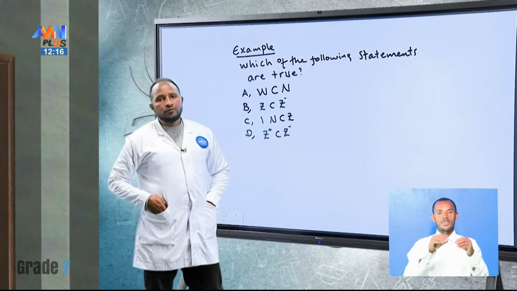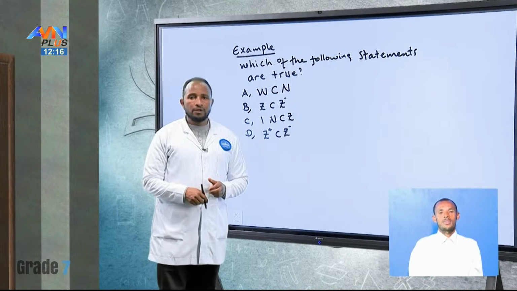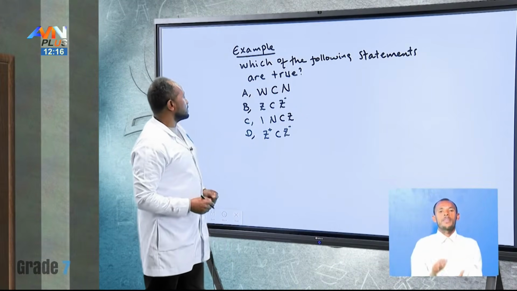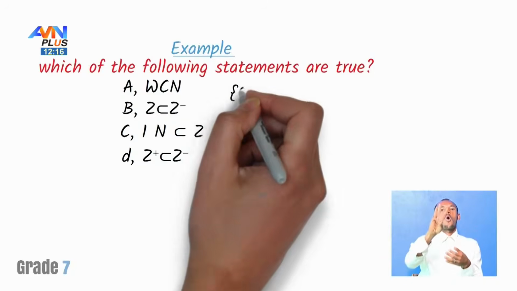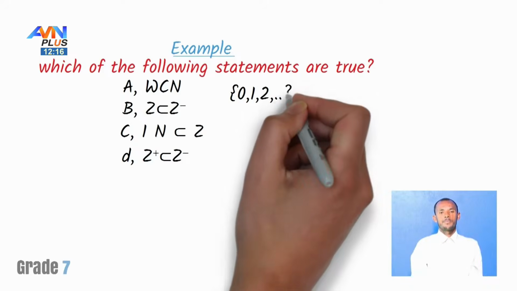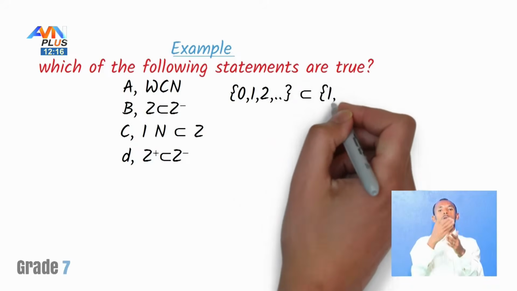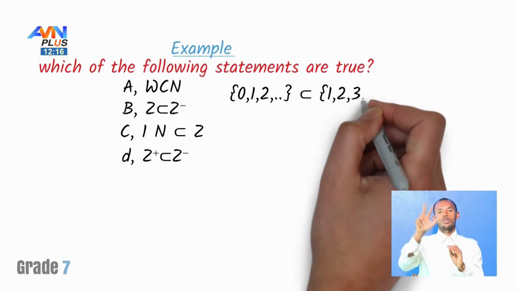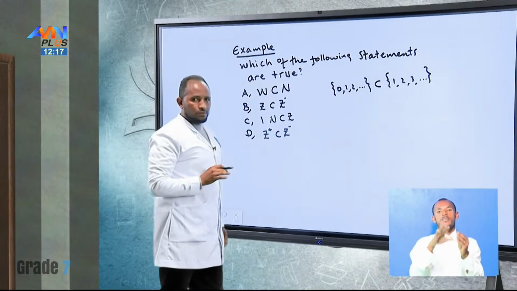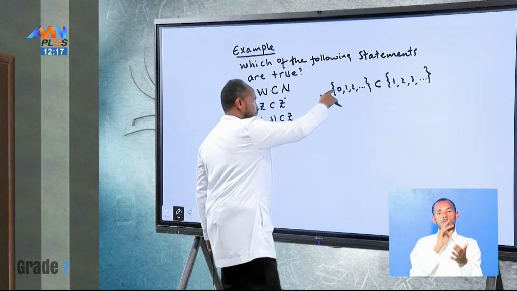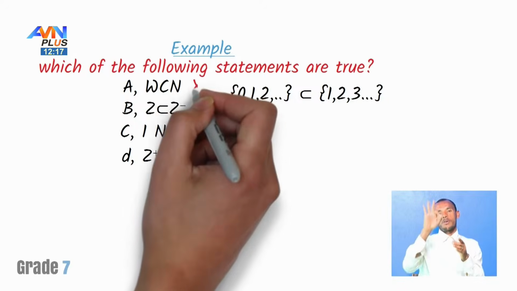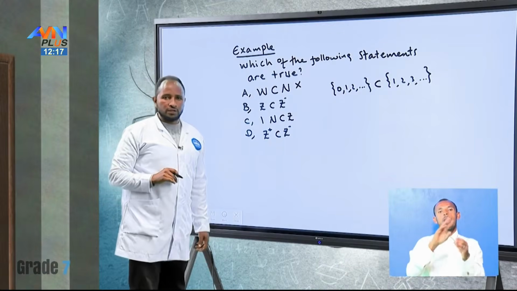Students, have you tried the question? Very good. Let's see the answer together. The first statement says, whole number. We know whole numbers are 0, 1, 2, and so on. It says a proper subset of natural numbers, 1, 2, 3, and so on. So it says all these elements are found in this set. Is it true? No, it's not. Look, 0 is not in this set. Therefore, whole number is not a proper subset of natural number.